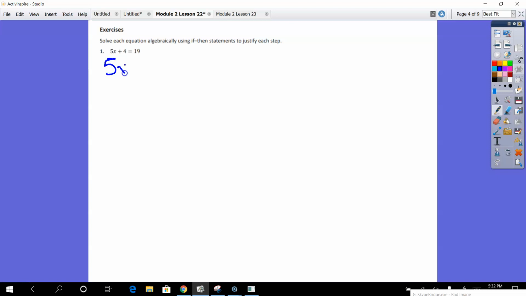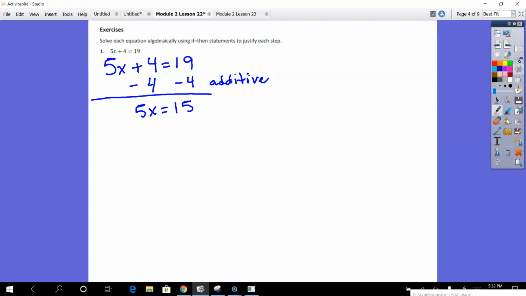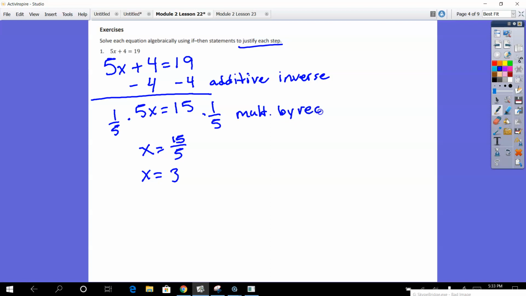Okay, so I'm going to rewrite this to be bigger to show it. So our first step was the additive inverse of the constant. Leaves me with 5x is equal to 15. We're showing our steps because it says justify each step. And then multiply by the reciprocal. So x is equal to 15 over 5, x is equal to 3. Don't forget, multiply by the reciprocal. Okay. Boxing in our answers is great.